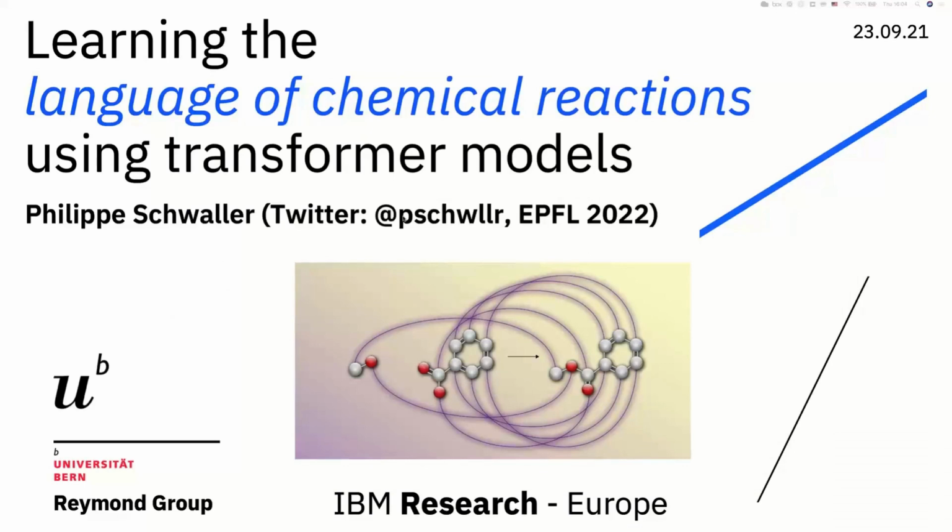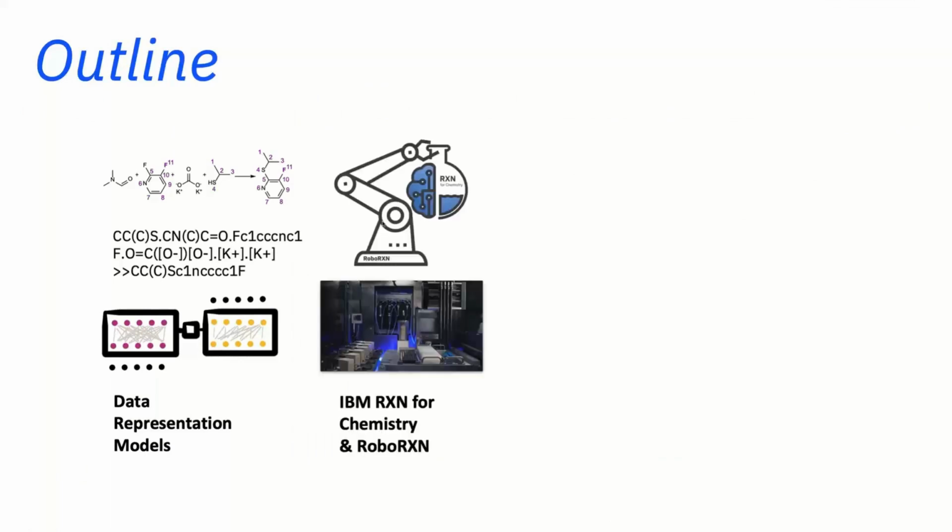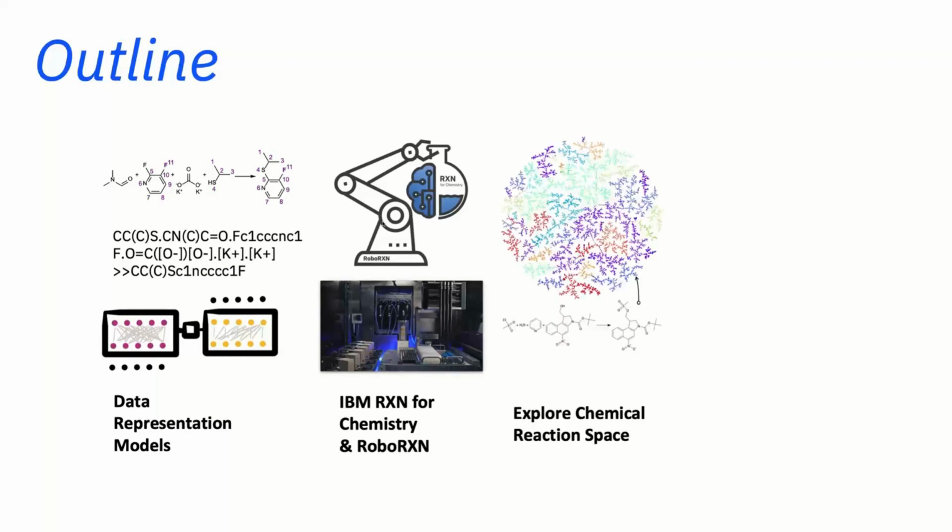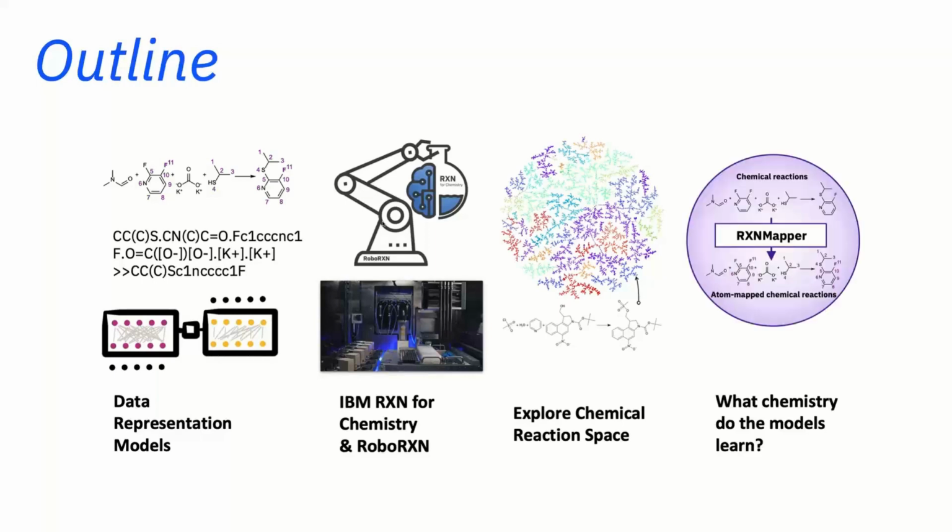So it's a great pleasure to be here today and talk to you about learning the language of chemical reactions using transformer models. This is the outline of today's talk. I will start with presenting data representation models, which are super important for machine learning, and then tell you how the model I developed went into the IBM Reaction for Chemistry and RoboRXN platforms. In the third part, we will explore chemical reaction space together, and finally, I will show you why I think that those models work in chemistry.